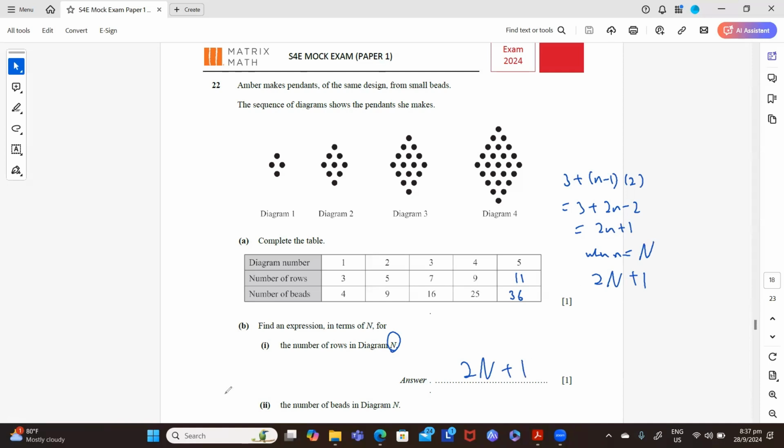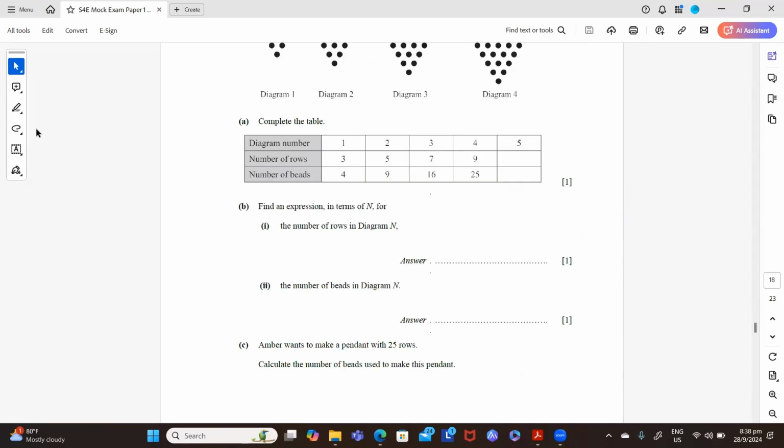Okay, next one. The number of beads in diagram n. So this is a square number. So this is 2 times 2, 3 times 3, 4 times 4, 5 times 5. So you realize based on the number, if it's diagram 1, you just add 1, you get 2. Diagram 2 is 3, 3 is 4, 4 is 5. So if it's n, it would be n plus 1 times n plus 1. So it's n plus 1 squared.